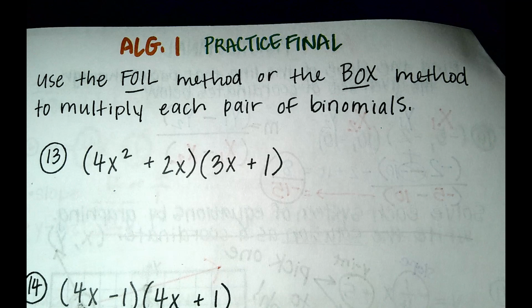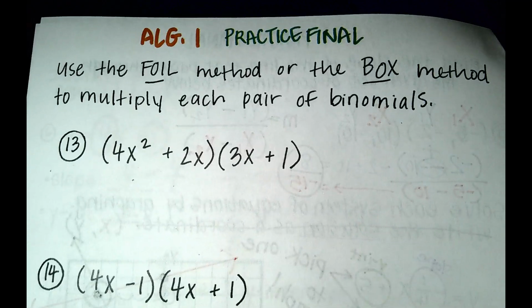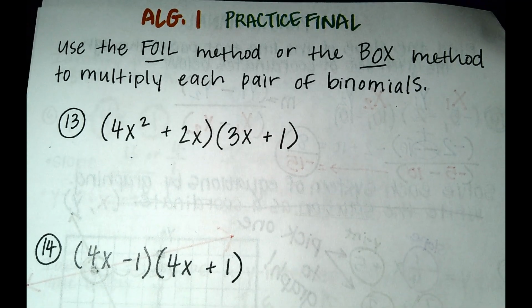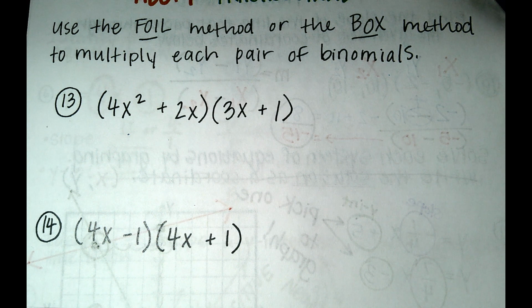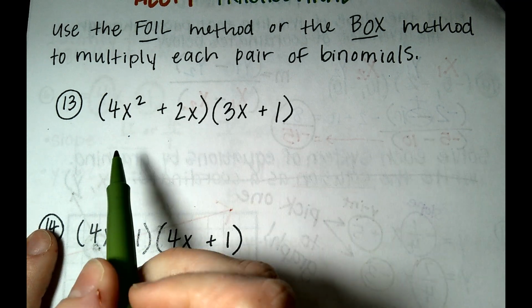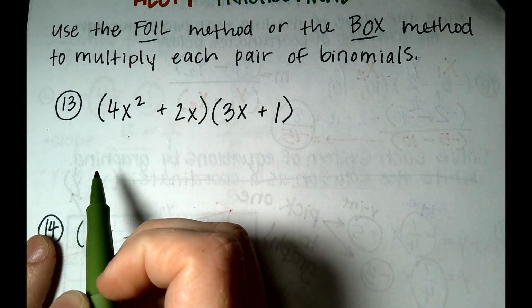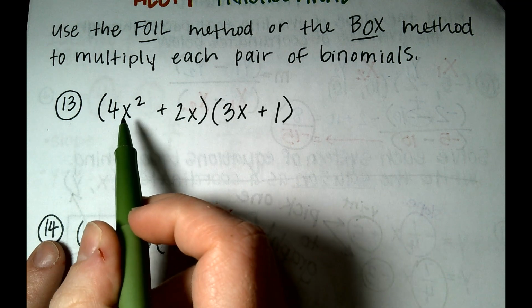Now we have binomials. We just did this. We're going to either use the FOIL method or the box method, and we're going to multiply these pairs of binomials. And from what we talked about last time, it sounds like most of us want to use the FOIL method, so we'll go with that while we're doing our examples. So starting with number 13, what do I need to do first?